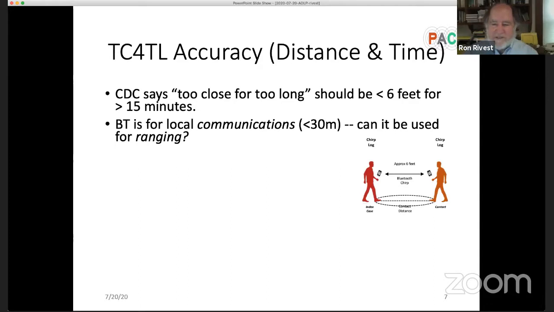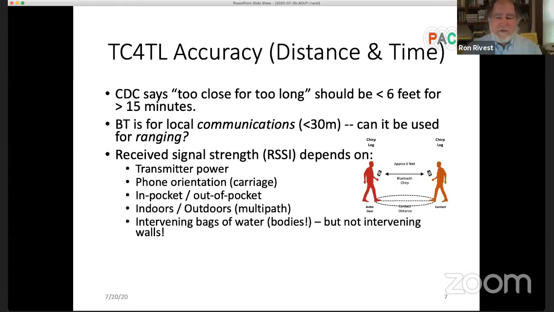Here's a picture of two people carrying cell phones, the index case on the left and the potential contact on the right, and you want to measure if they're within 6 feet of each other. The phone on the left is broadcasting these random values that we call chirps, and the phone on the right is recording them. Later on, if the infected person gets tested, then they can post the chirps that they broadcast, or the seeds to generate them. So the question is, was that a close contact or not? And you can measure the received signal strength on the contact's phone.